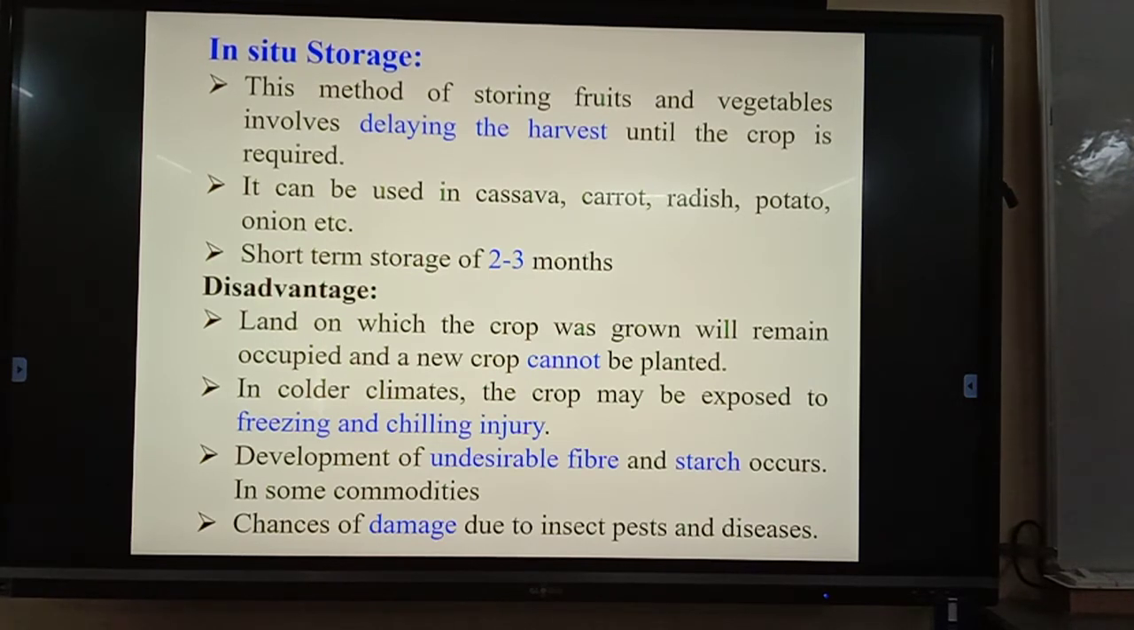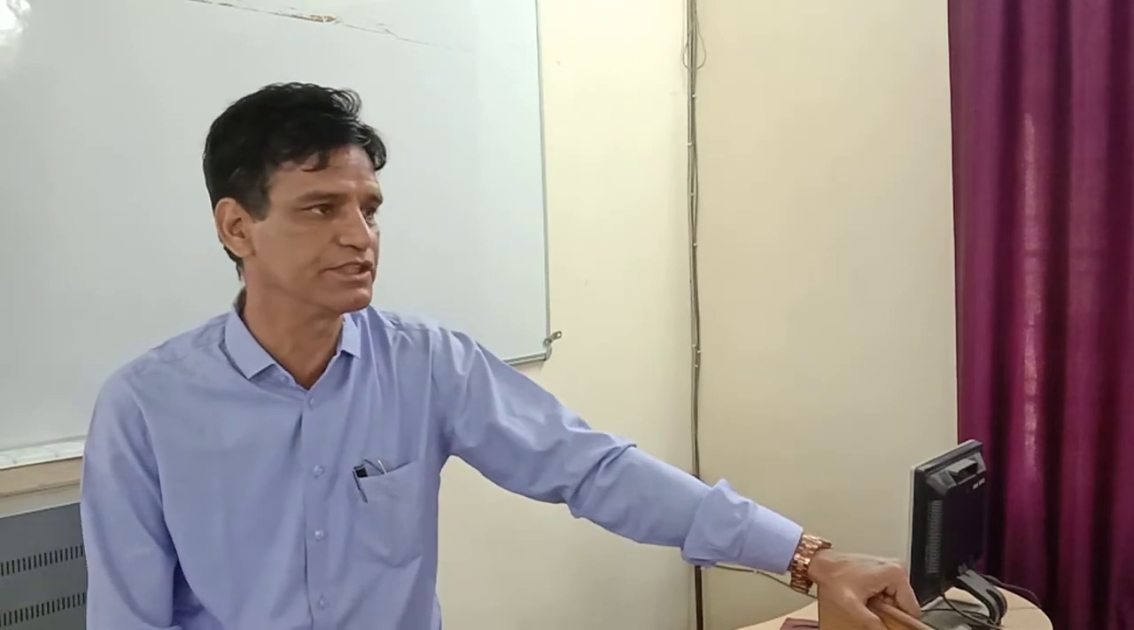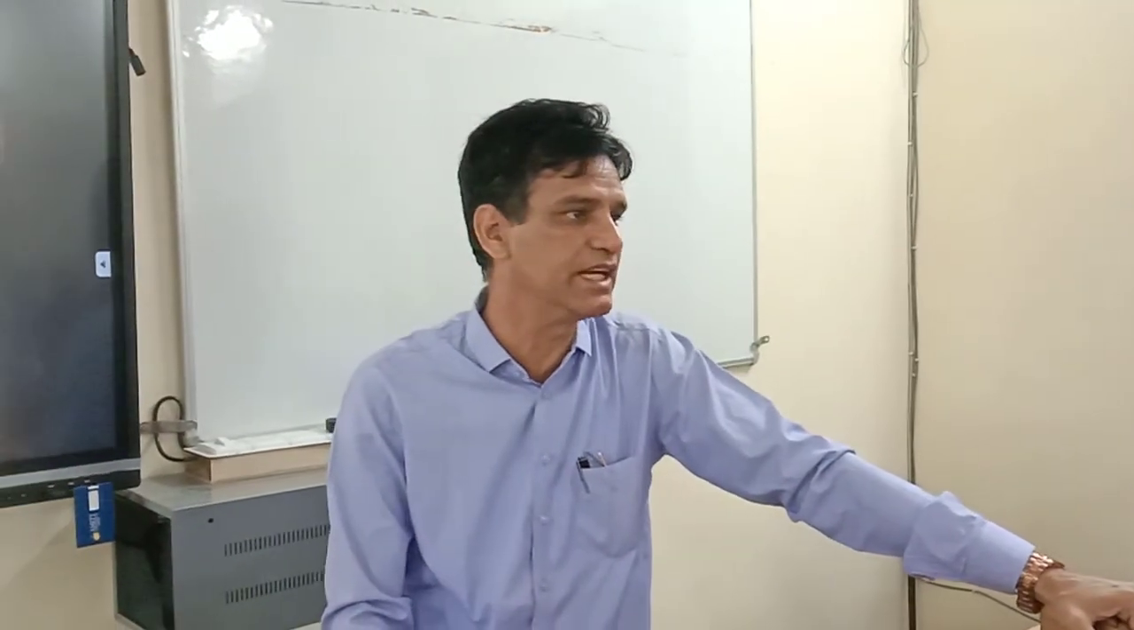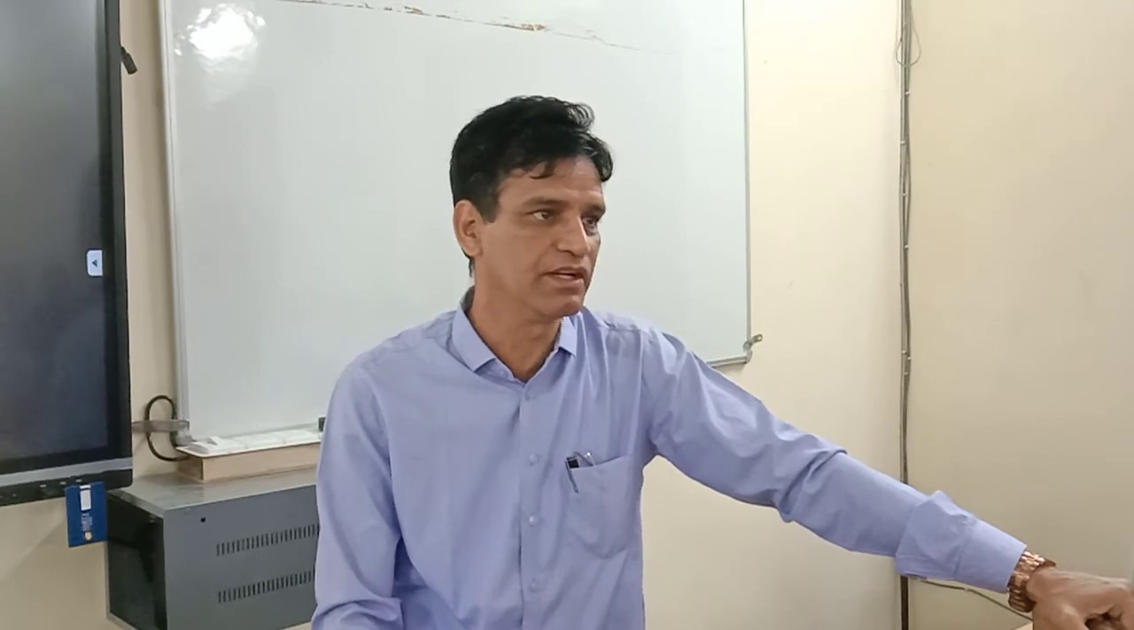Suppose there is only a 2 quintal demand for a root crop like carrot, then we can go for harvesting 2 quintal of carrot. The rest of the crop we will leave in the field. With this we can easily store our crop for 2 to 3 months. But there are many disadvantages of this system. First, until the complete harvesting of the crop, we cannot utilize that particular land for another crop. So this is one disadvantage.